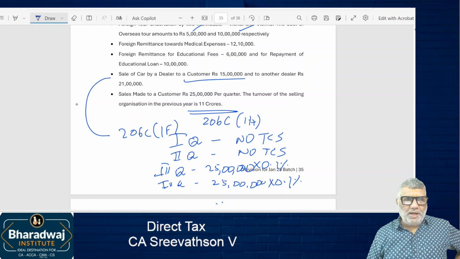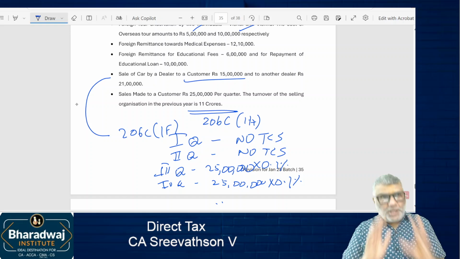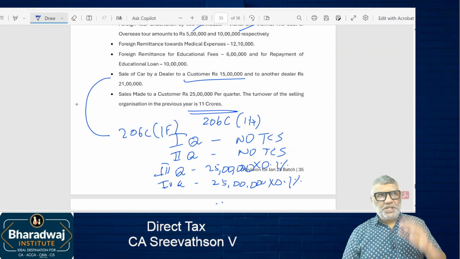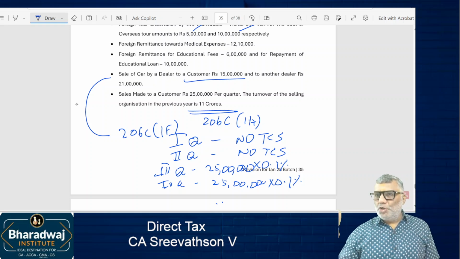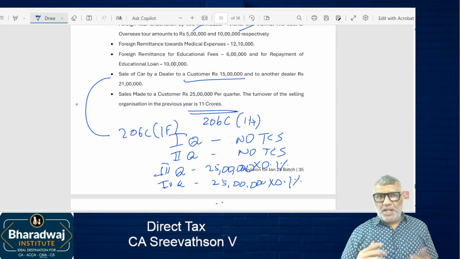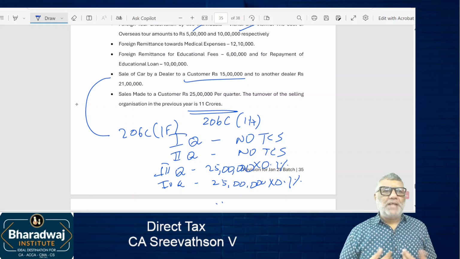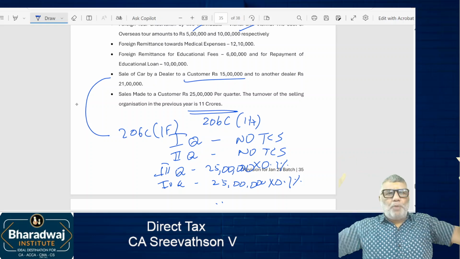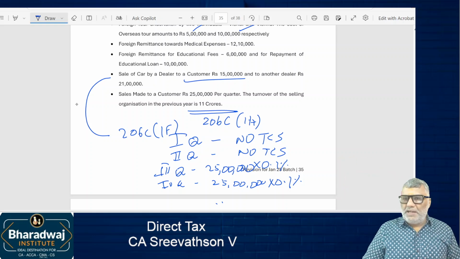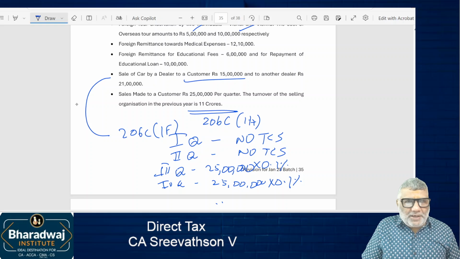Is the class clear? Please read TCS also. 6 marks, 2 marks, 3 questions. 1 will be from TCS, 2 will be from TDS. TDS you will be very familiar, but 206C 1G is becoming very, very popular both in inter and in final question papers. Am I clear to you?